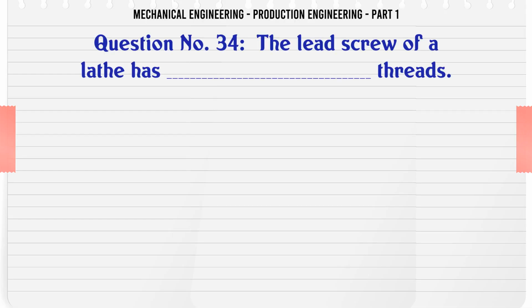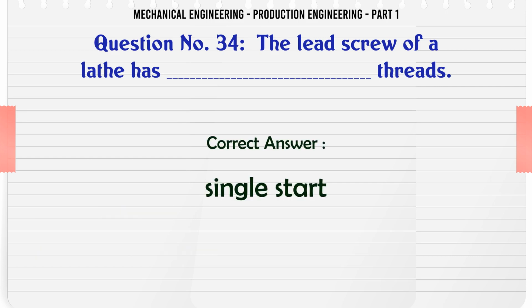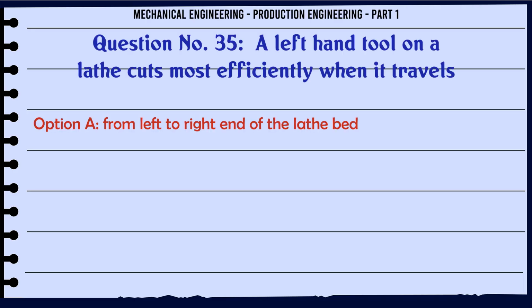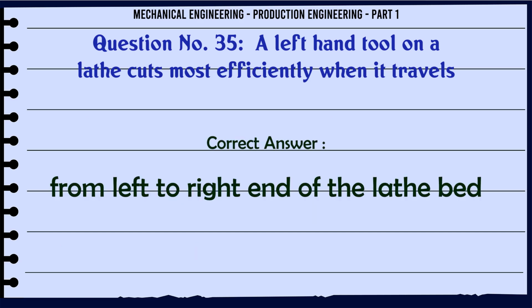The lead screw of a lathe has threads: A, single start; B, double start; C, multi-start; D, any one of these. The correct answer is single start. A left-hand tool on a lathe cuts most efficiently when it travels: A, from left to right end of the lathe bed; B, from right to left end of the lathe bed; C, with the help of a compound slide; D, across the bed. The correct answer is from left to right end of the lathe bed.